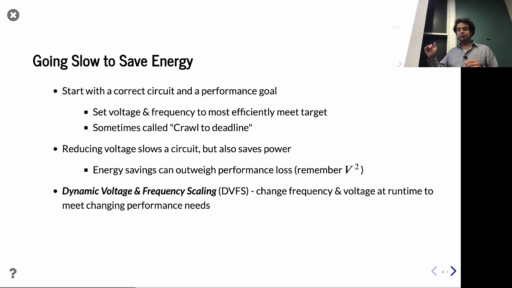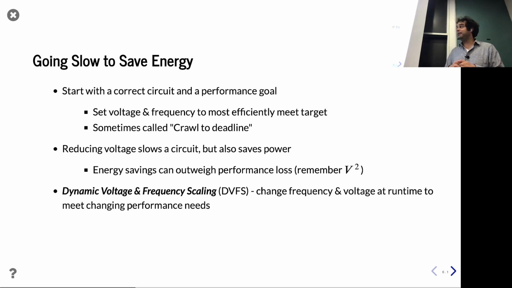And remember, because you can turn down the frequency, you also can turn down the voltage. And because voltage is squared, you can get a huge energy saving, right? So this is a very standard practice. Processors often do this. Usually they change the frequency and the voltage together. This is called DVFS, for dynamic voltage and frequency scaling.